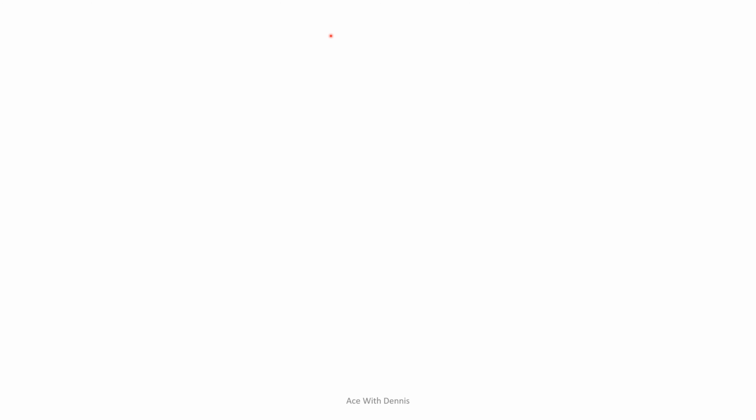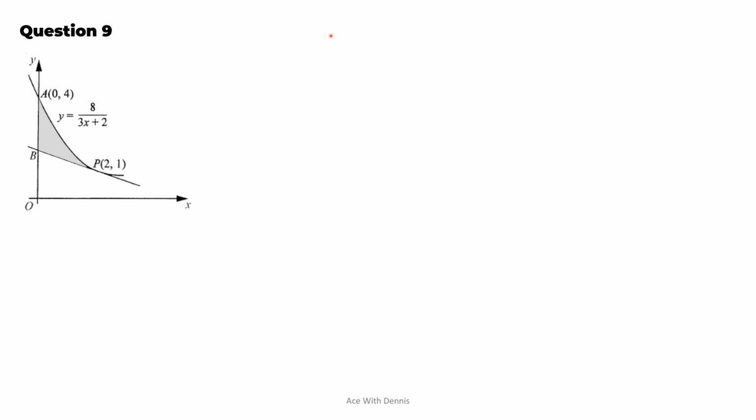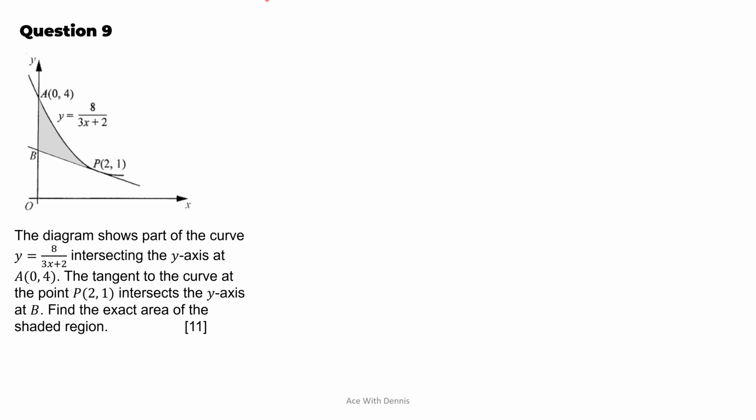Question 9. Given this diagram, the diagram shows part of the curve y equals 8 over (3x + 2) intersecting the y-axis at point A, (0, 4). The tangent to the curve at the point P, (2, 1) intersects the y-axis at B. Find the exact area of the shaded region, 11 marks.